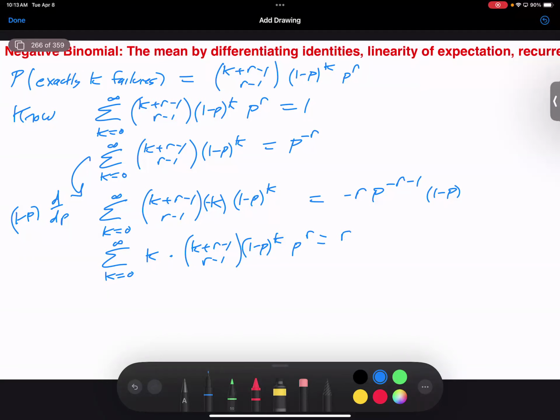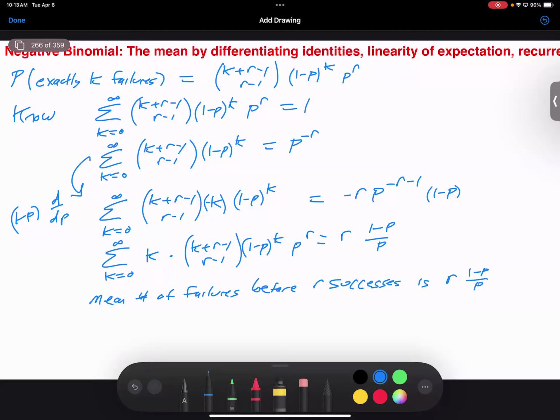So I'm going to get r. I multiply by p^r, so that's going to give me a p^(-1). So I'm going to get a (1-p) over p. And so we get the mean number of failures before r successes is r times (1-p) over p.